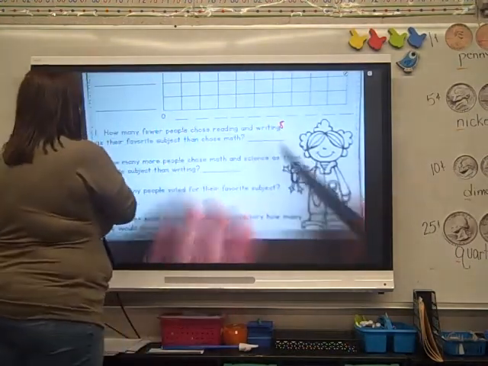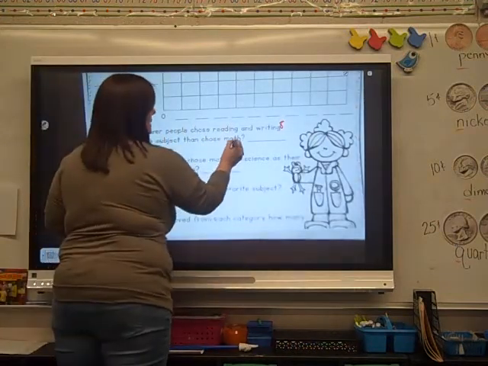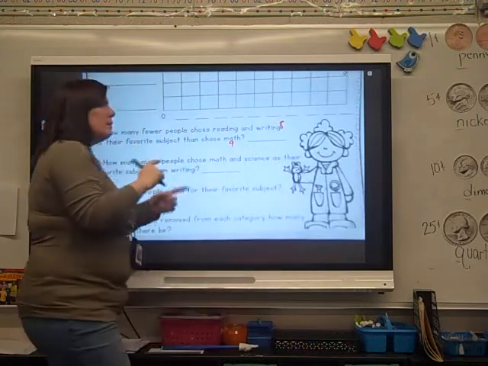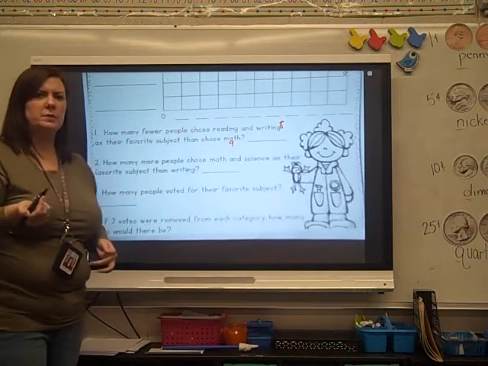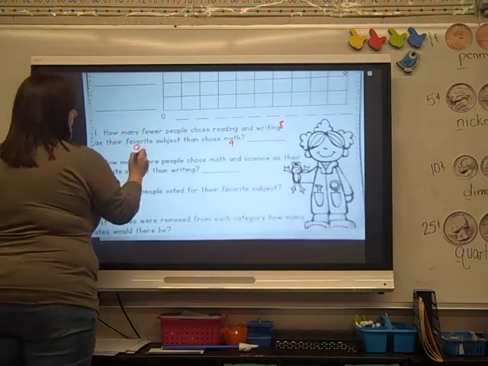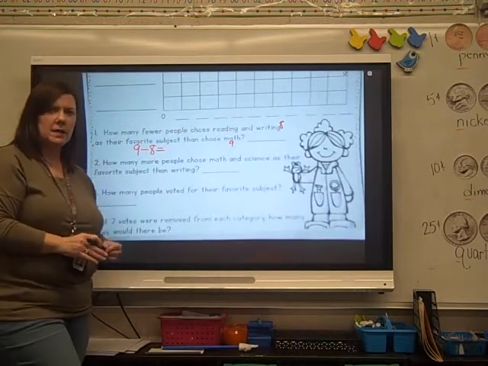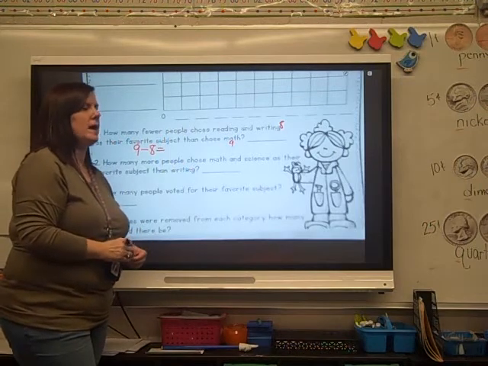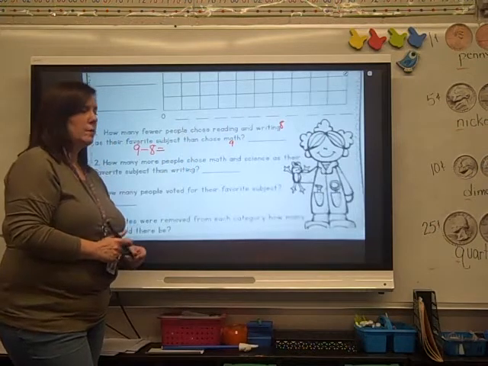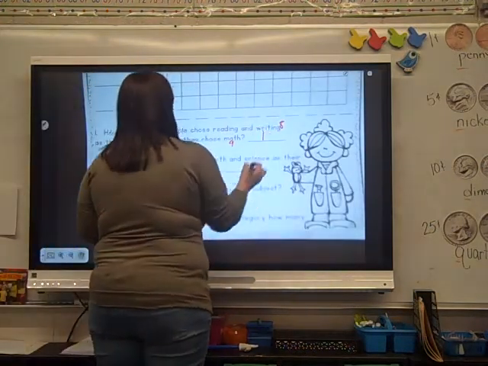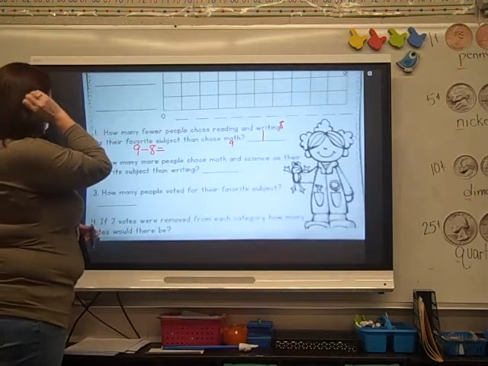I'm going to put a little 8 there as their favorite subject. Then math. Math got 9 votes, didn't it? All right, so they want to know the difference. How many fewer? When they're asking how many fewer, they want you to do take away. So let's look. 9 take away 8 equals what? Do that on your number line if you need to. But what is 9 take away 8? I would like you to write that math problem there. All right?